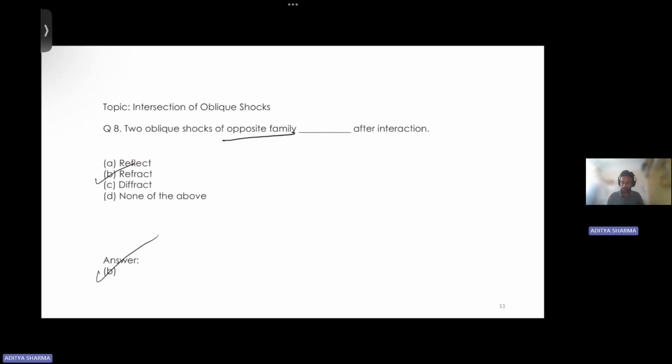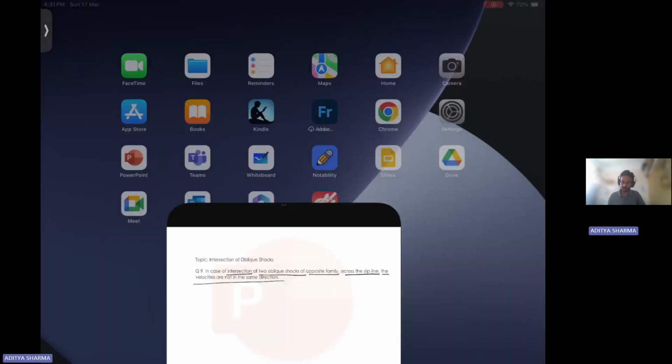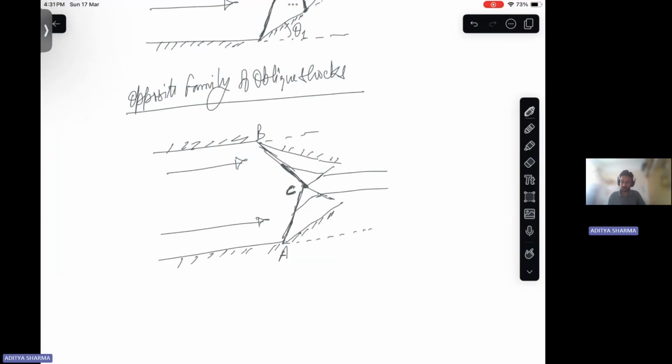So moving on to our next question. The question says that in case of intersection of two oblique shocks of opposite family, right? So intersection is taking place of two oblique shocks of opposite family, like it was in the previous question, across the slip line, right? The velocities are not in the same direction, right? So now we need to know what a slip line is.